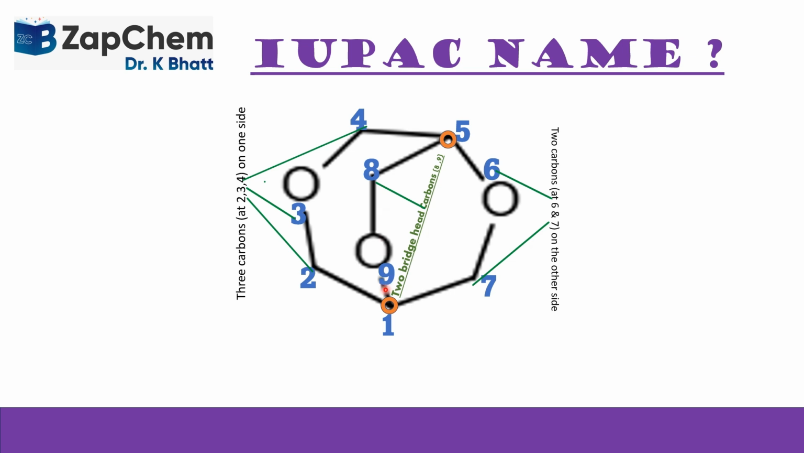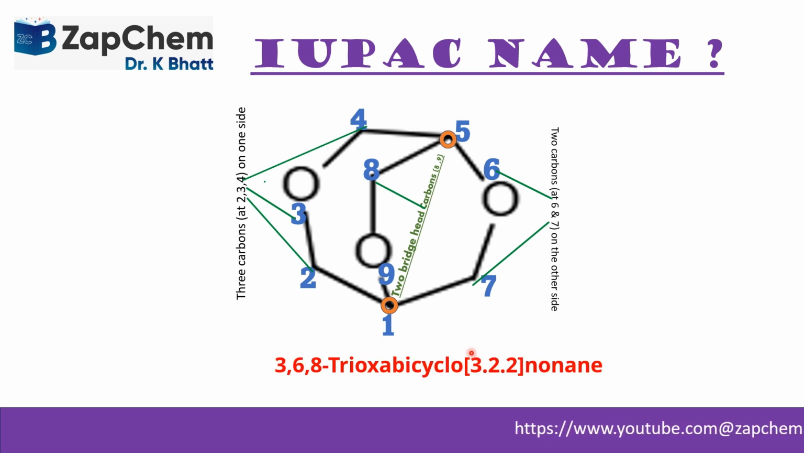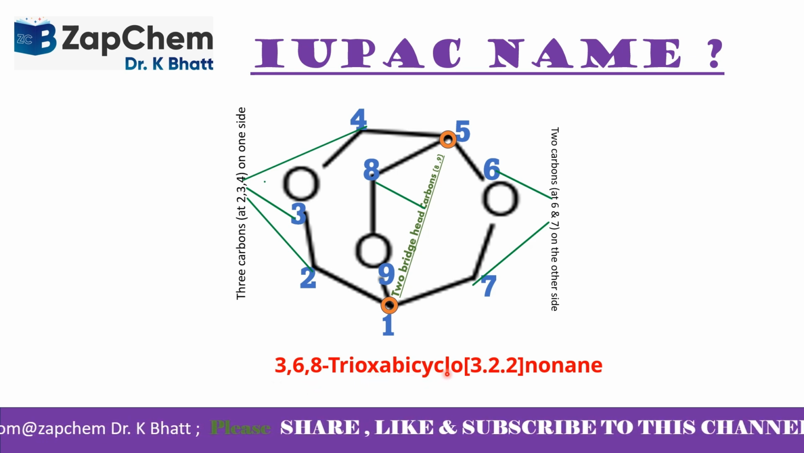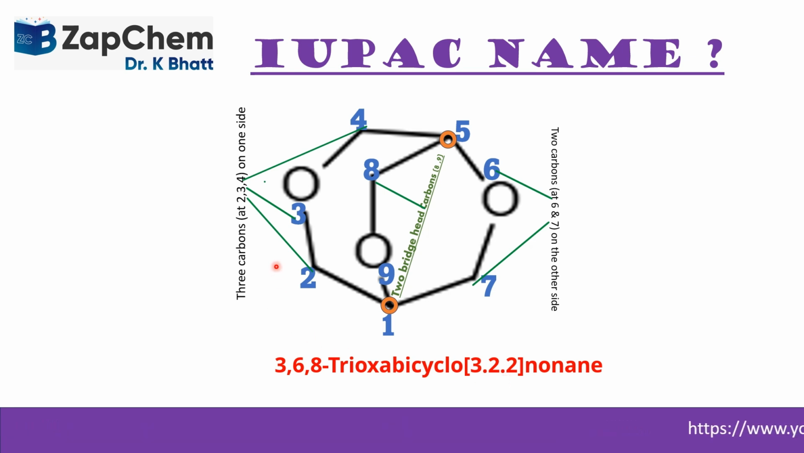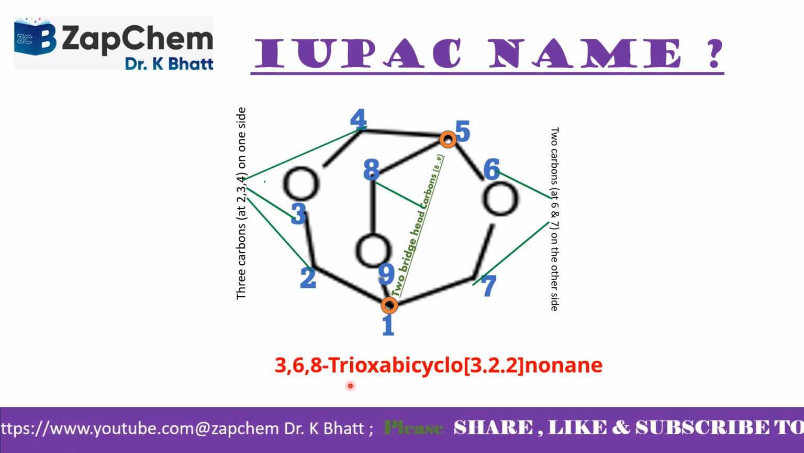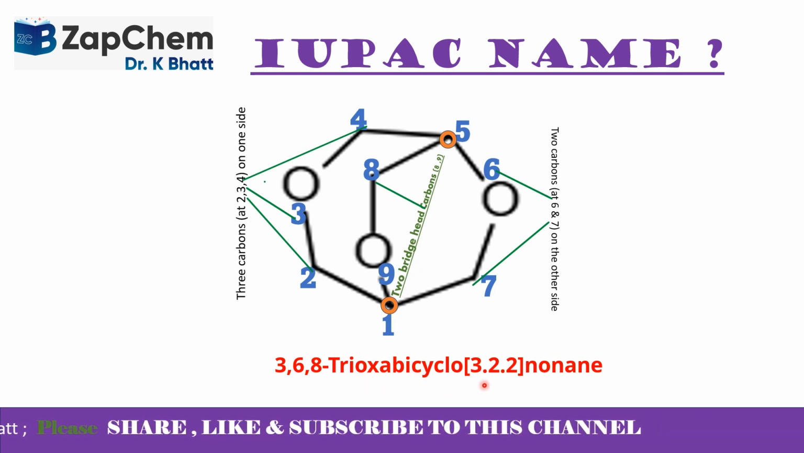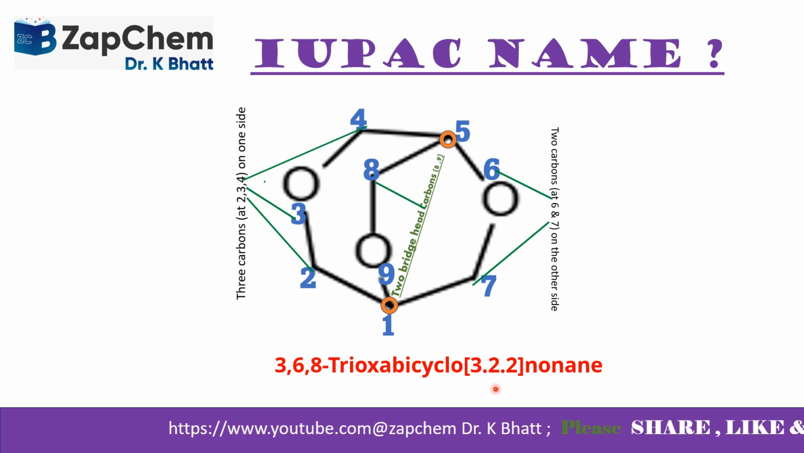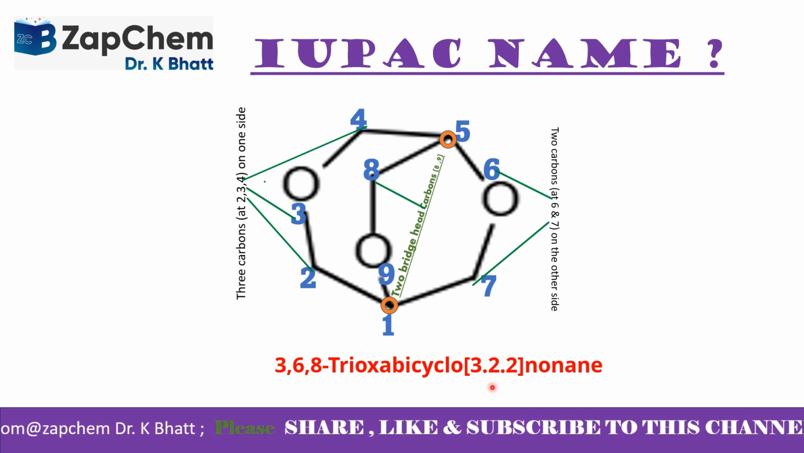Accordingly, we have to number showing the position of the oxygen atoms and also the number of carbon atoms on both the sides, including the bridgehead carbon atoms. Accordingly, it has to be named 3,6,8-trioxabicyclo[3.2.2]nonane. 3 here, 2 and 2. Therefore, we call it 3,6,8-trioxabicyclo[3.2.2]nonane. The numbers are within the bracket. It has to be written this way. And well, we get the name like this.